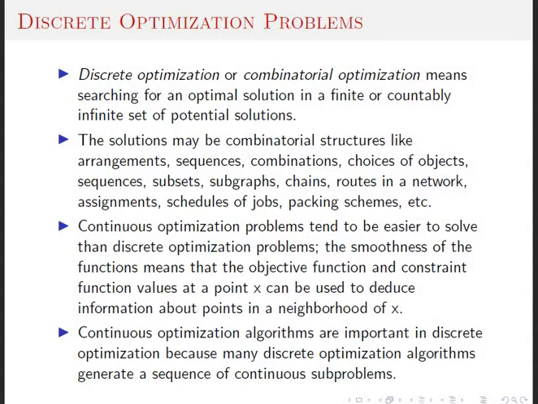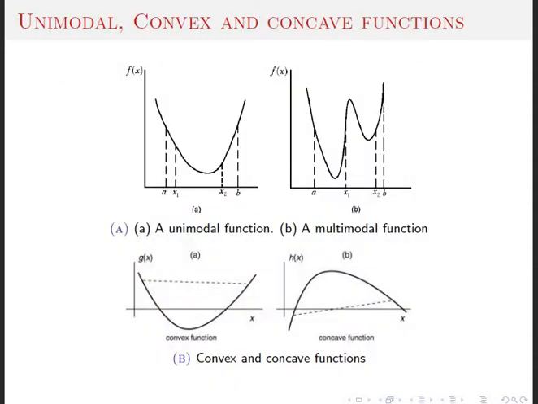Continuous optimization problems tend to be easier to solve than discrete ones. However, improvements in algorithms coupled with advancements in computing technology have dramatically increased the size and complexity of discrete optimization problems that can be solved efficiently. In mathematics, unimodality means possessing a unique mode. More generally, unimodality means there is a single highest or lowest value of some function.